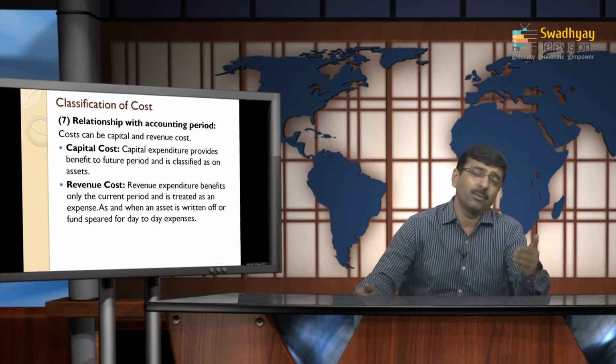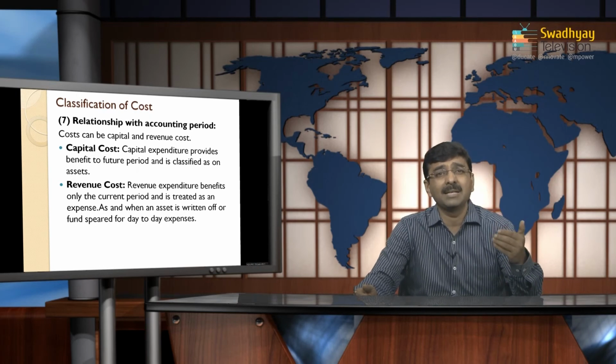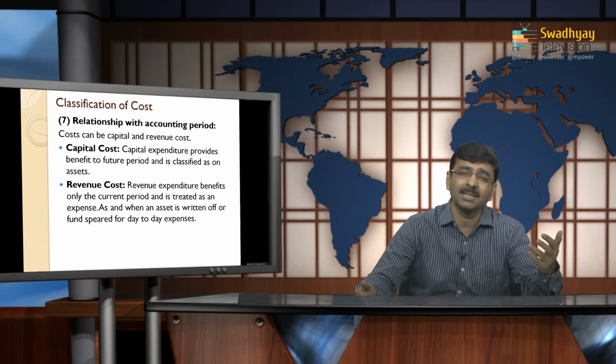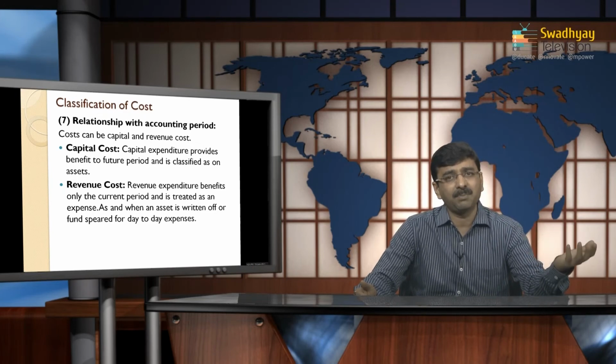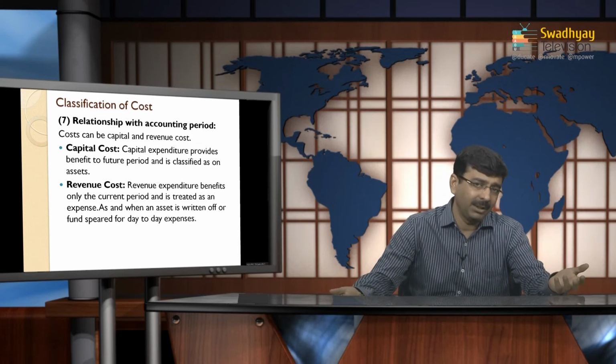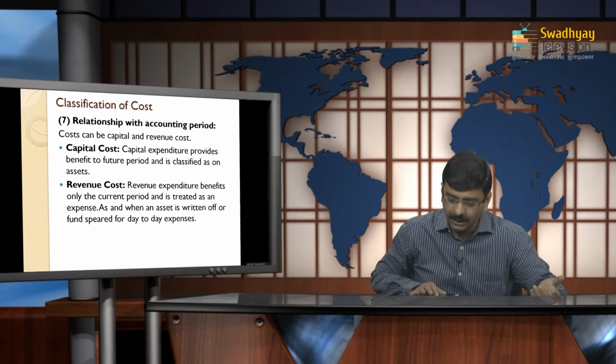it is called a capital cost. And what is the second part? It's a revenue cost. The revenue cost means the cost which is incurred for maintaining your business so that day-to-day transactions run smoothly, and any expenditures paid regarding this concern are called a revenue cost. So this is the relationship with the accounting period.